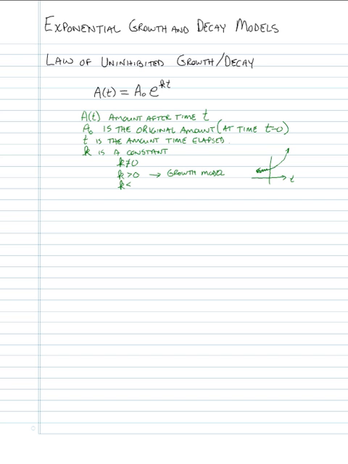If K is less than 0, that means we have a decay model. So that means as time passes, we're getting less and less of the item, okay? And that would normally look like this, but if time is starting at 0, then we wouldn't have this part. One other thing that I'll mention here, if we take K and multiply it by 100, this is called the growth or decay rate, whatever we're referring to.